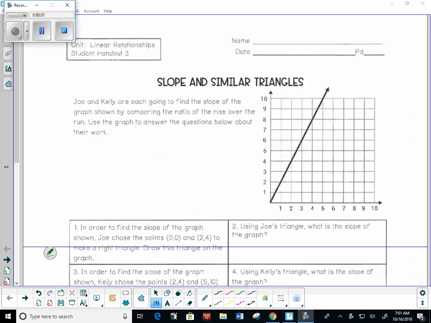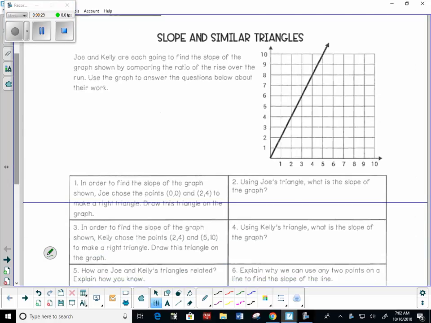Hey guys, we are going to use similar right triangles to help us understand that the change in y over the change in x is a constant rate of change in linear representations in our graphs. Okay, so Joe and Kelly are each going to find the slope of the graph shown by comparing the ratio of rise over the run. Use the graph to answer the questions below about their work.